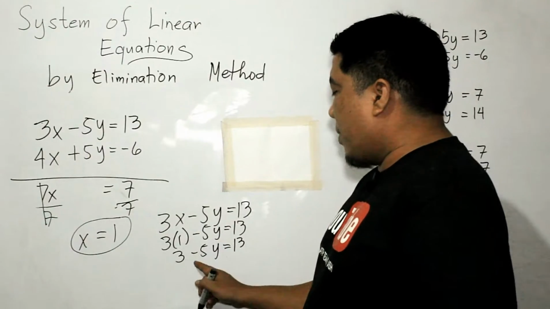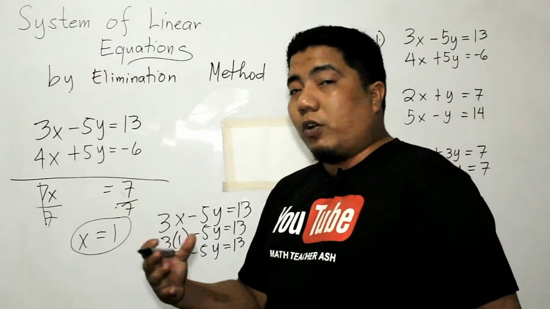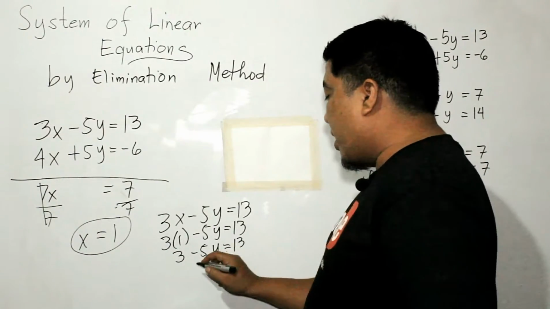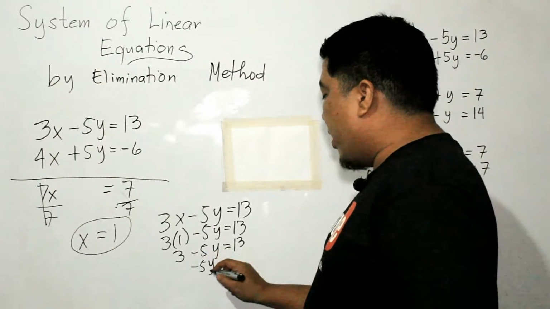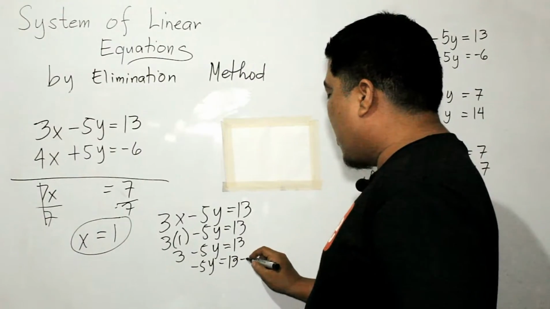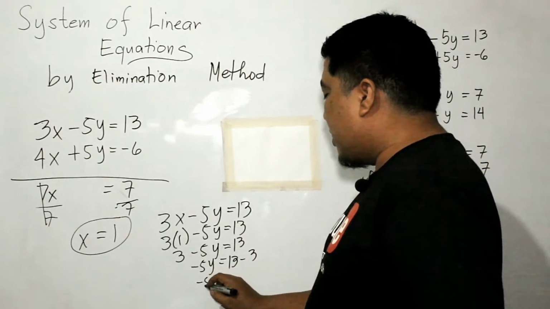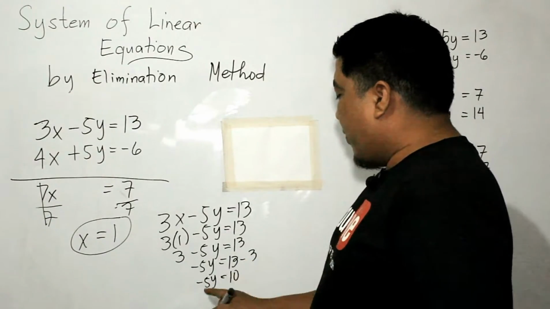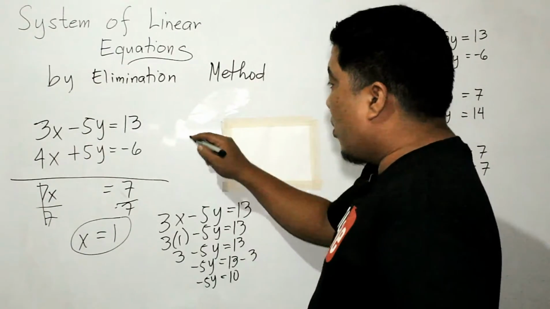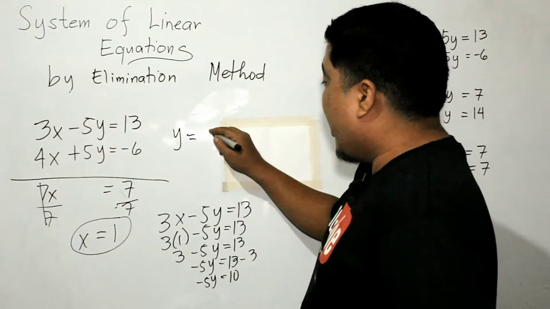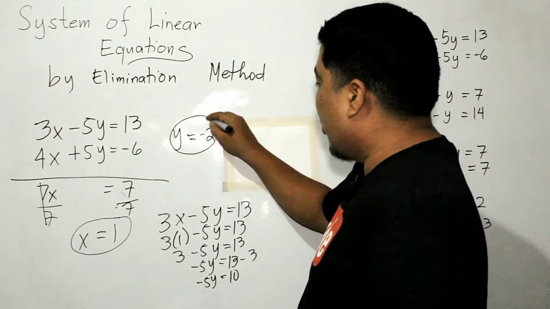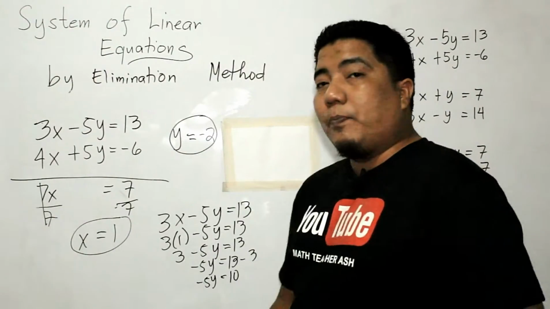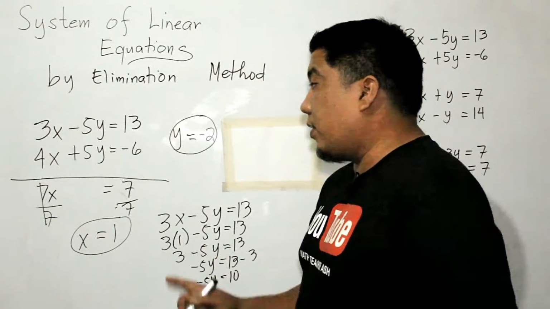Now, since 3 minus 5y cannot be simplified together, we will transpose our constant term to the other side, giving us negative 5y is equal to 13 minus 3, and that will give us negative 5y is equal to positive 10. By dividing both sides by negative 5, we will have y is equal to negative 2, because 10 divided by negative 5 gives us negative 2.